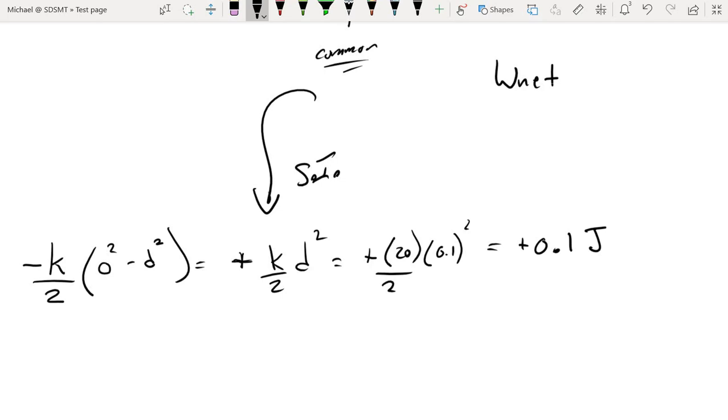So what is the net work done in getting the spring from the equilibrium position out to the 10 centimeter mark and back? Well, we already saw that in stretching the spring out, there was negative 0.1 joules of work. In letting the spring return to equilibrium, there was positive, and so the net work done by the spring returning to equilibrium is 0.